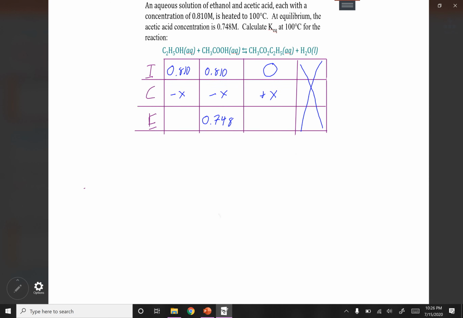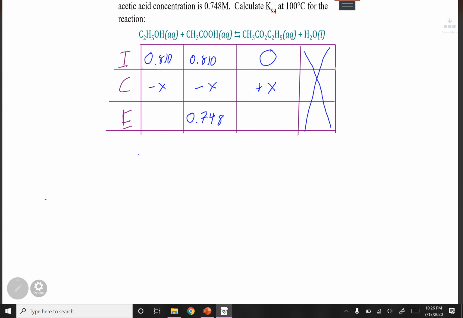So now all I have to do is set up this equation. So I can say 0.810 minus x is equal to 0.748. Now let's try to get the x by itself. So let's add x to both sides. Let's just rewrite our equation so that we end up with x by itself. So we'll add x here, and we'll say plus x here.